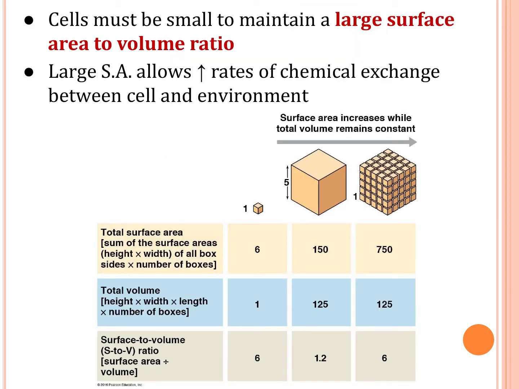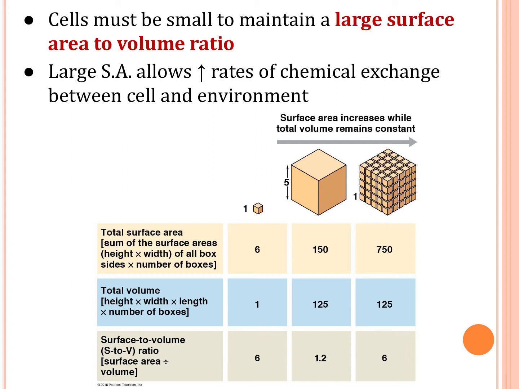Most cells are pretty small, and that's because in order to survive, to be really efficient at gas exchange, exchanging waste products and nutrients with the outside environment and moving materials inside a cell, cells have to be small to maintain a large surface area to volume ratio.